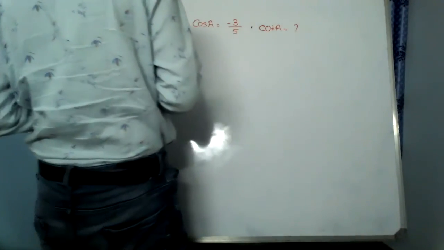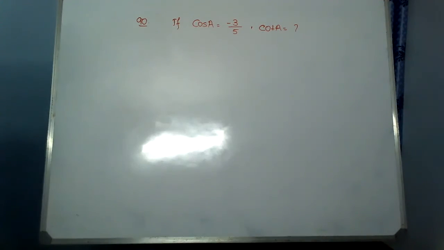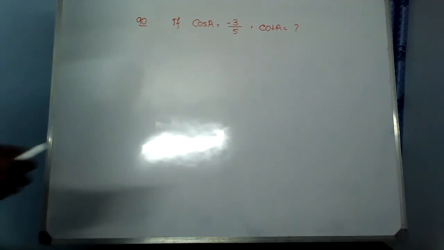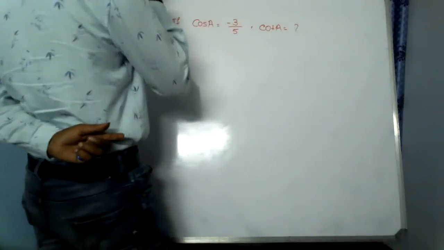This we will not find directly, because they are telling us the angle is between 90 and 180. If cos goes 90 plus, it becomes minus, that's correct. But sine will be plus. So for cot, it has to come into minus. Fine, we can do it even a bit the basic way also.